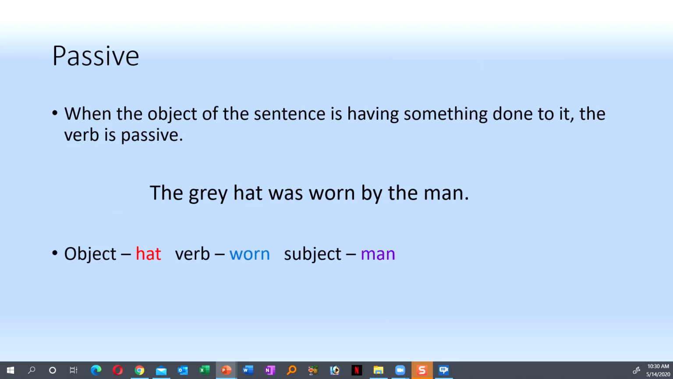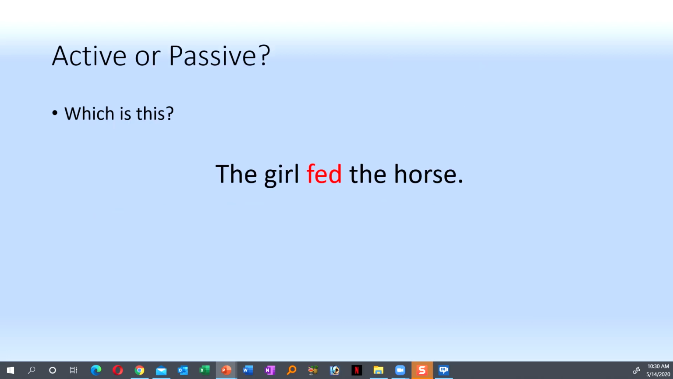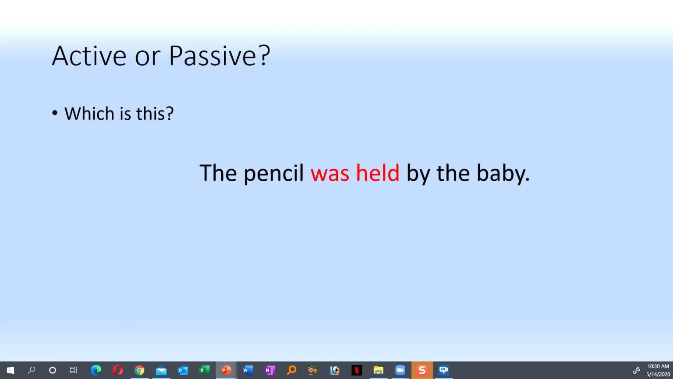Let's keep going. This sentence, is it active or passive? The girl fed the horse. This is an active verb, right? Fed is an active verb. Which is this? The pencil was held by the baby. Passive, right? It is a passive verb. Was held is a passive verb.